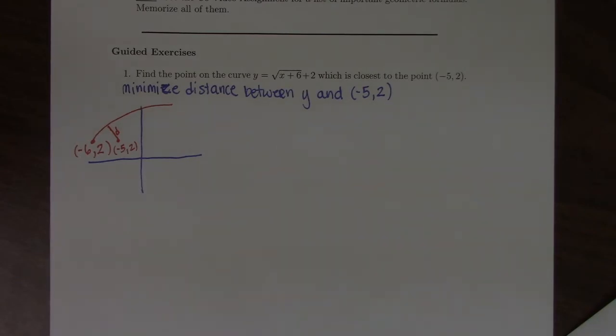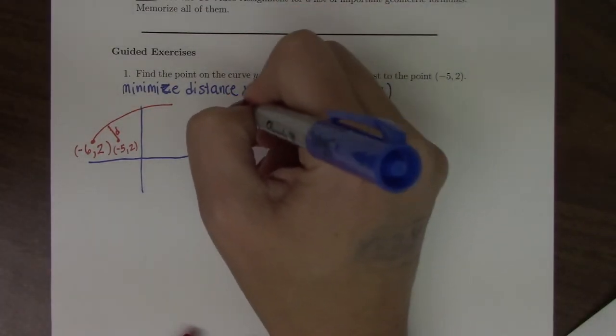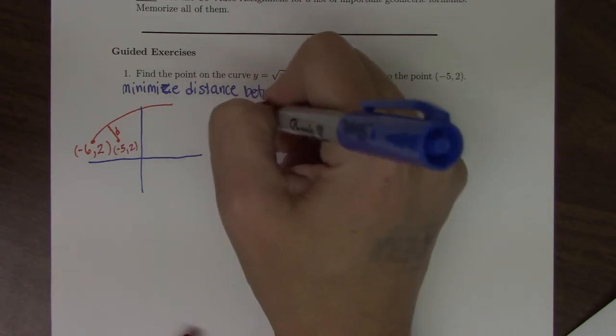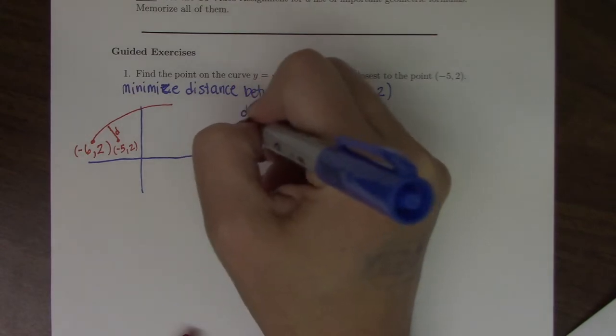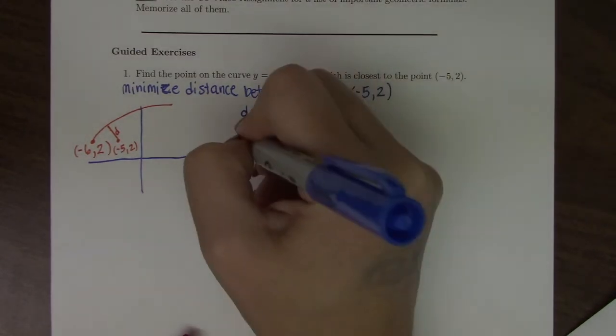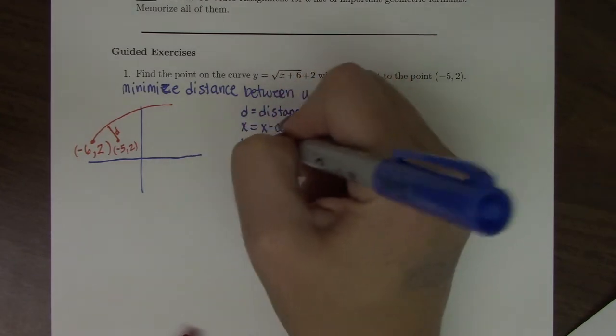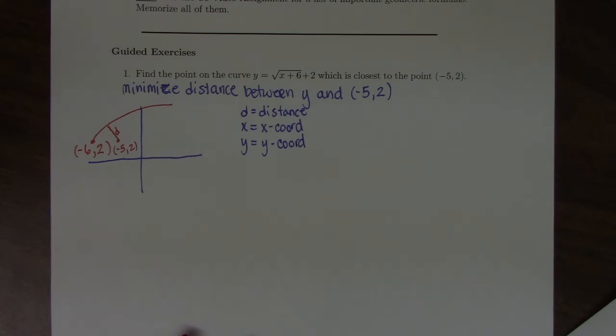So there were no quantities given in the problem, but we've drawn our picture, we've stated our goal, now we want to label our variables. So I'm going to call d my distance. x is going to represent the x coordinate of my point, and y is going to be the y coordinate of my point.